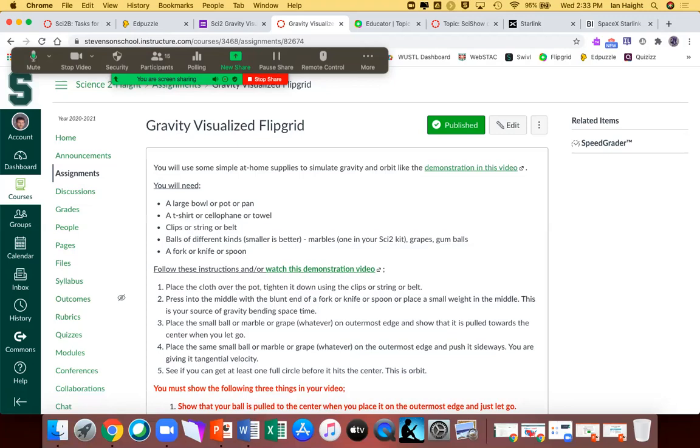So in your video, you're going to do 3 things. You're going to show your setup. You're going to place your little round planet object on the edge and let go, and it should just fall towards the center. That's your first demonstration of gravity attracting to the center.